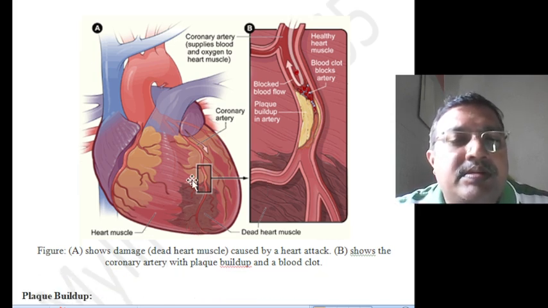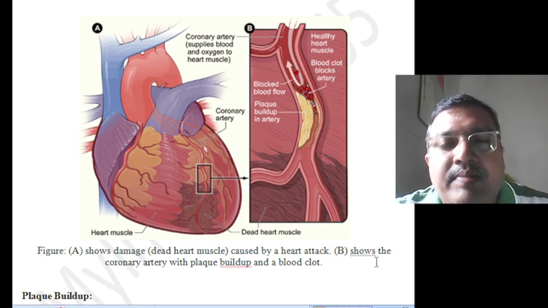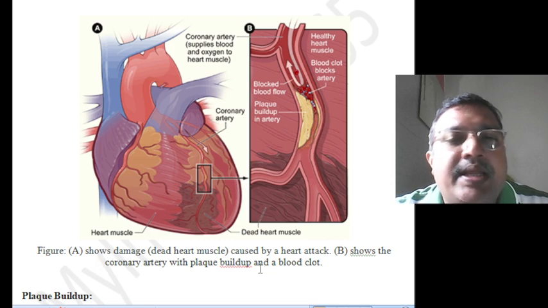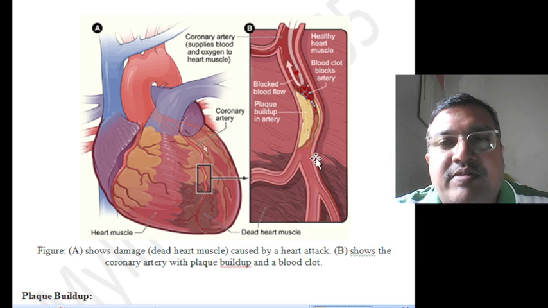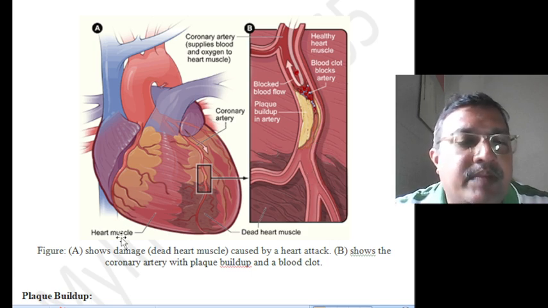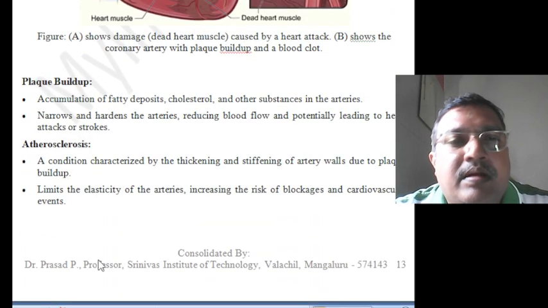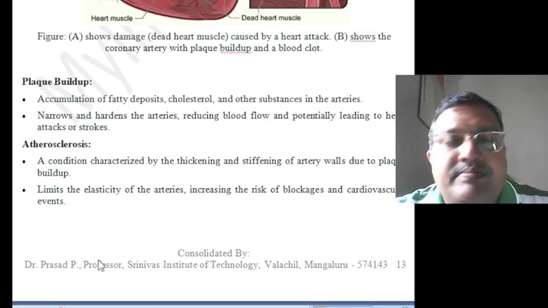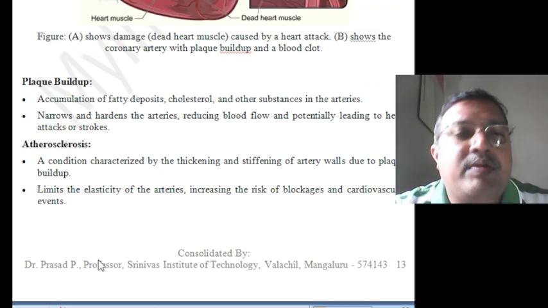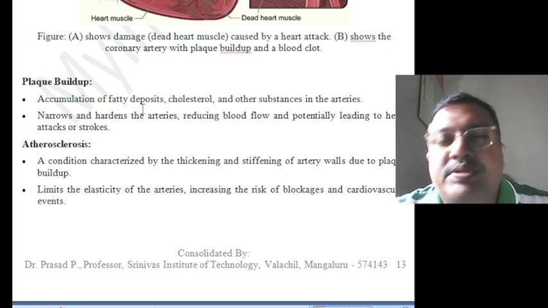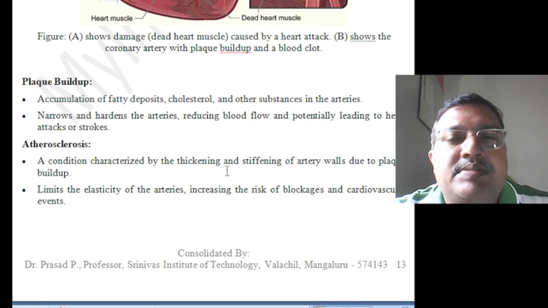Okay, so this shows the damaged or dead muscle caused by the heart attack, and it shows the coronary artery getting blocked with plaque buildup or a blood clot in the passage of the blood, which also creates the so-called heart attack.